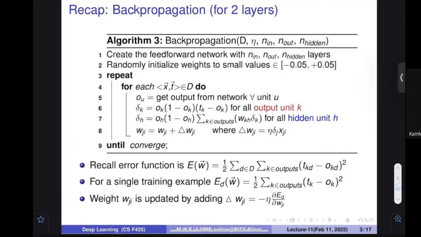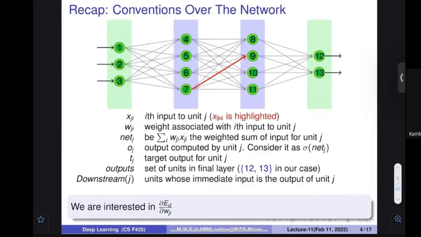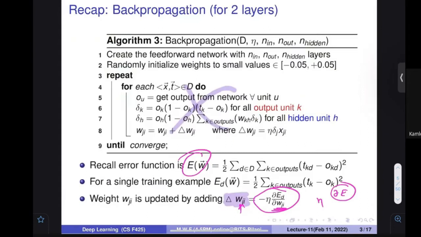And if you want to update, forget about all these things. How much do I have to change? Again, I'm telling you multiple times that you find out the derivative of this particular quantity with respect to that particular weight, and then this much you have to change. So ultimately you want to find out the value of w. You can say that w is equal to w plus delta wji, because the minus is already written over here.